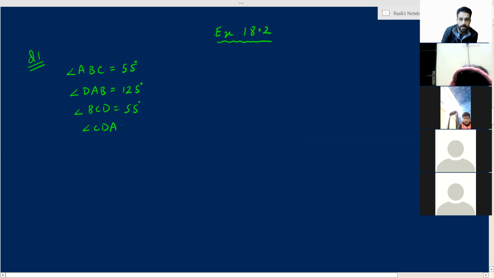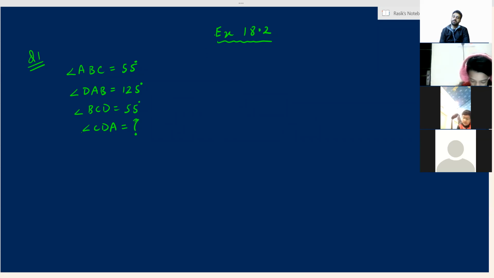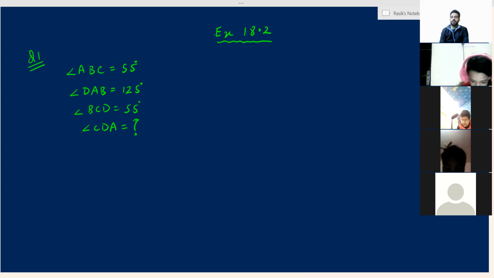Sir, may I tell how to find the missing angle? Yes, please. Sir, we want to take out the sum of these three angles. And after that, we want to subtract it from the 360 degrees. Whatever the sum of the three angles will be, we will subtract the sum from 360 degrees. You are right. This is what we have to do.